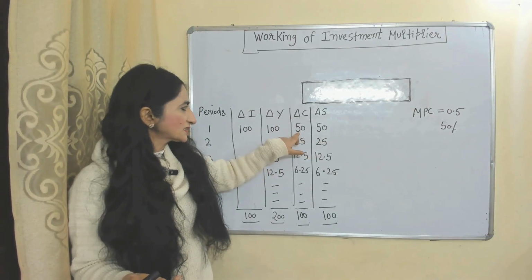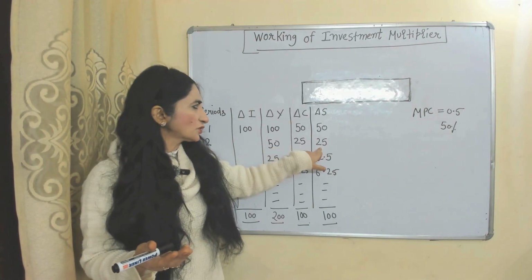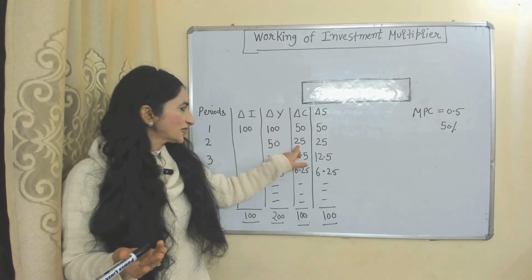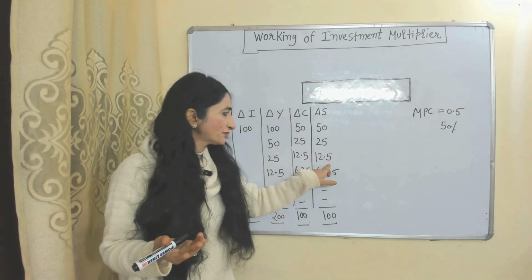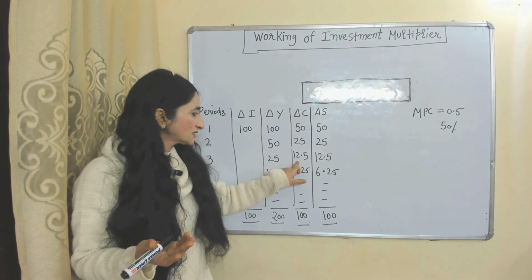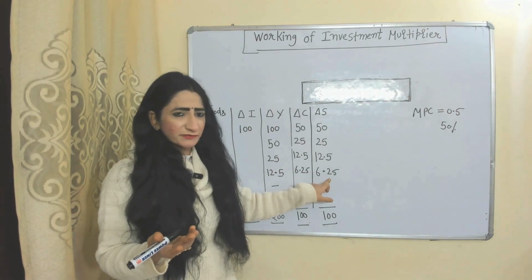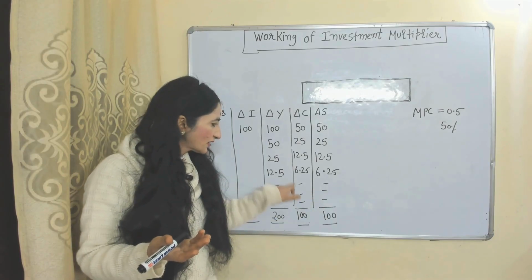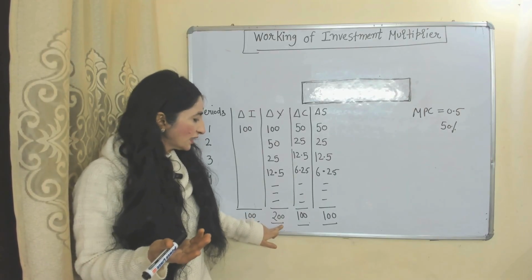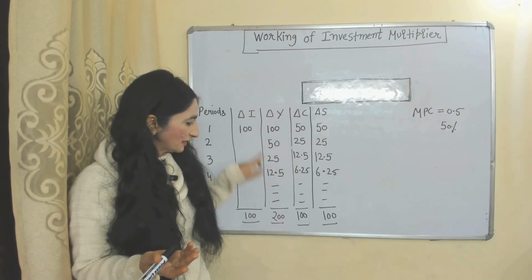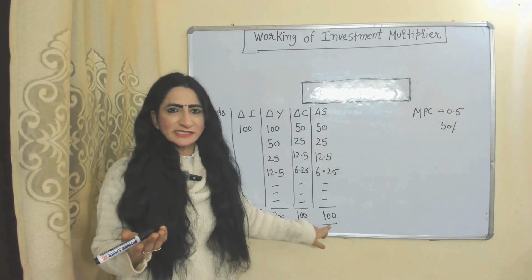In the next period, this consumption will become income of someone else. Again, 50% consume, 50% save. In the next period, this consumption will again become income of someone else, with 50% consumed and 50% saved. This process will remain continuous, and total change in income is 200 due to this change in investment. And from this 200 income, 50% we consume and 50% we save.